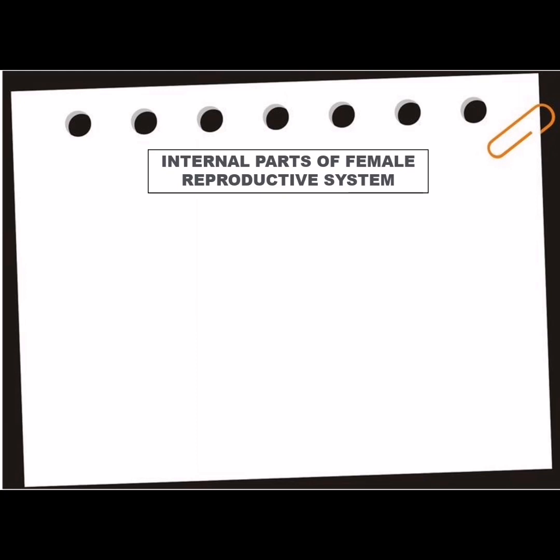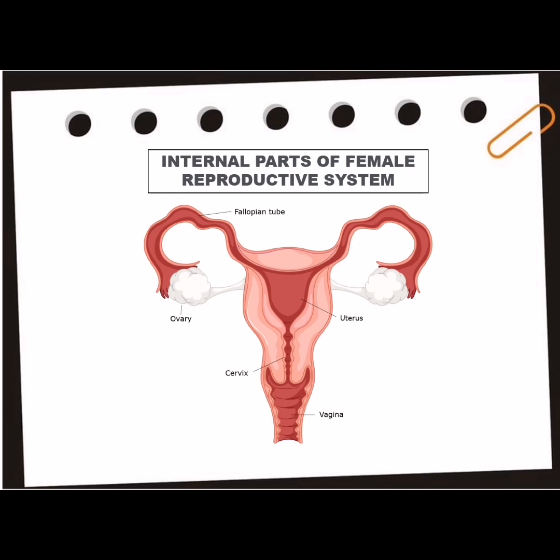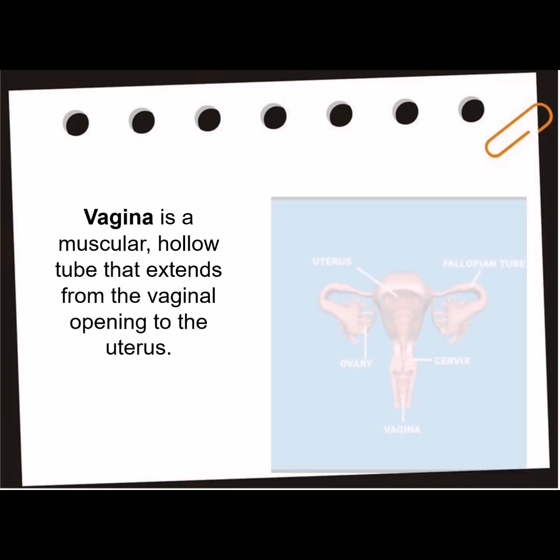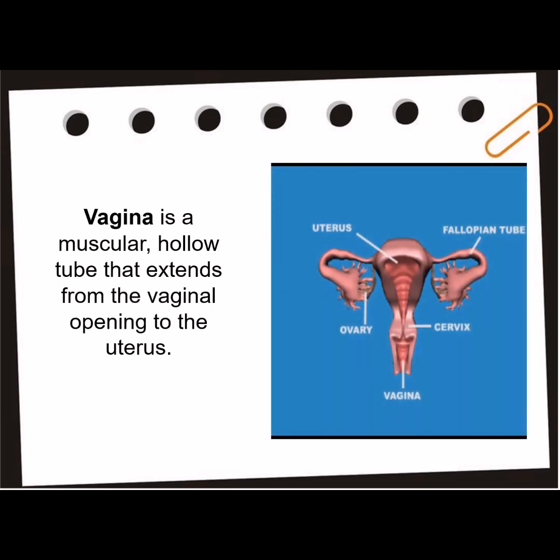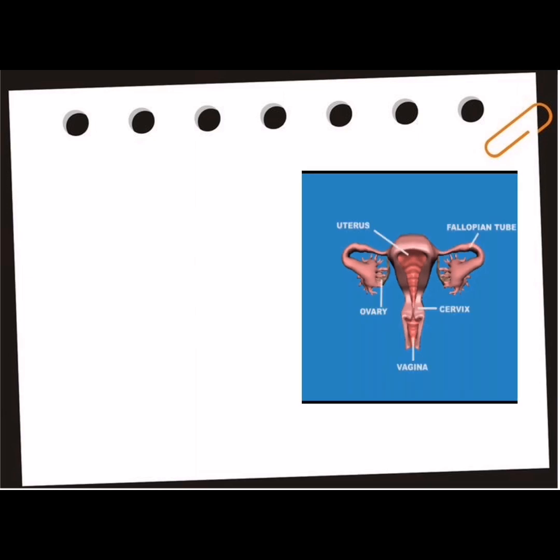Now, it's time for us to discuss the internal parts of the female reproductive system. The internal parts of the female reproductive system include the fallopian tube, the ovary, the cervix, the vagina, and the uterus. What is the vagina? The vagina is a muscular hollow tube that extends from the vaginal opening to the uterus. This ability to become wider or narrower allows the vagina to accommodate something as slim as a tampon and as wide as a baby. The vagina's muscular walls are lined with mucous membranes which keep it protected and moist.